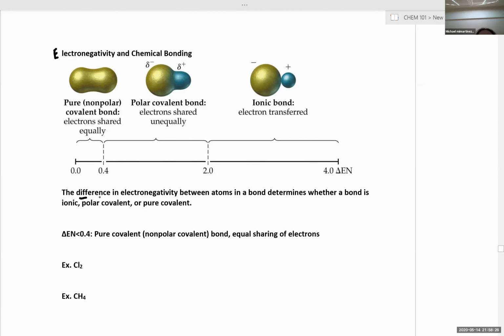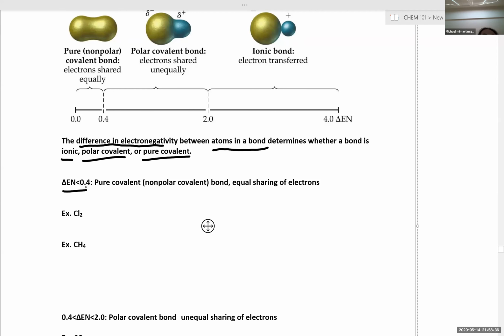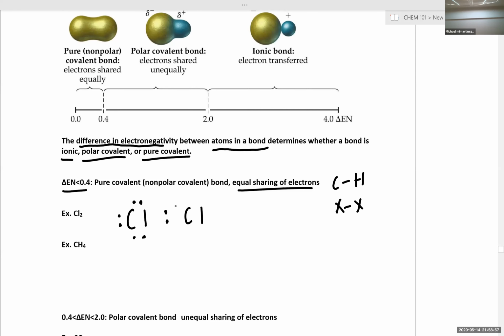The difference in electronegativity between atoms in a bond determines whether the bond is ionic, polar covalent, or pure covalent. If our difference in electronegativity is less than 0.4, which mainly applies to carbon-hydrogen bonds, or if you have two identical atoms bonded to each other, there is functionally an equal sharing of electrons. So for example, in chlorine, this electron pair is equally shared.